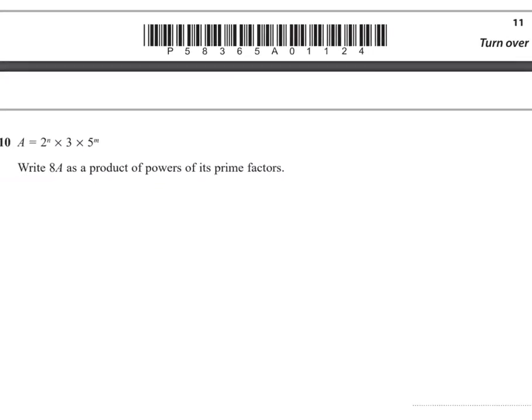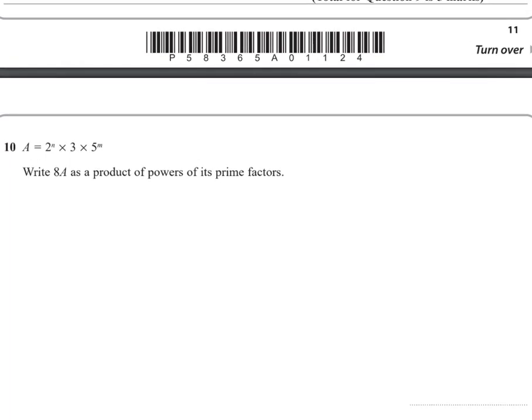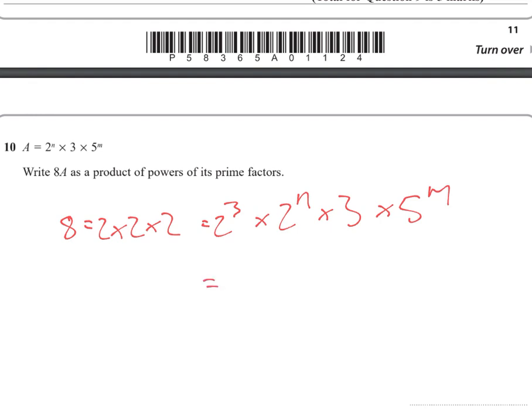There we go. Write 8a as the product of its powers of prime numbers. So a is that. 8a, well 8 is 2 times 2 times 2. So that's 2 to the 3. And we've got to times that by 2 to the n times 3 times 5 to the m. So how many 2's have we got? 2 to the 3 plus n times 3 times 5 to the m.